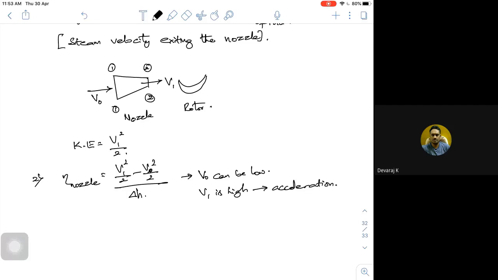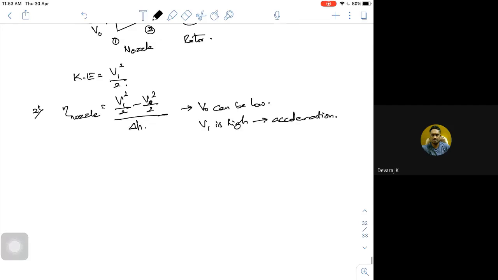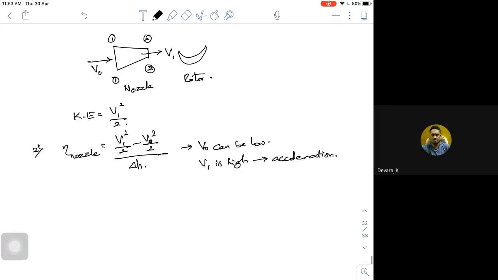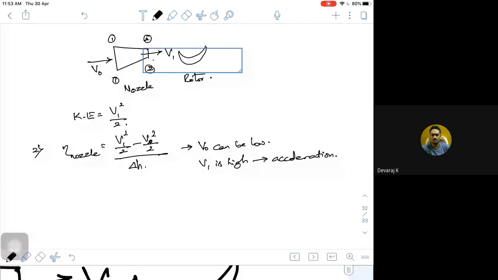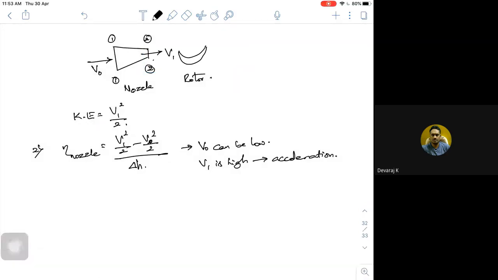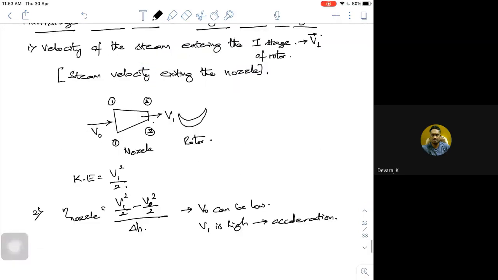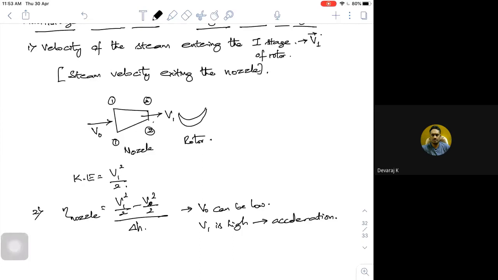Sometimes they may give a problem something like this. They give the nozzle, the fluid enters at this particular point, it comes out at some velocity and that velocity will be striking your rotor. In that case, you have to clearly find V1, then substitute that in your corresponding velocity triangles for V1, that is the absolute velocity, and proceed.